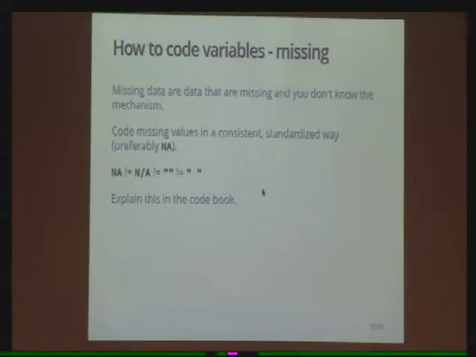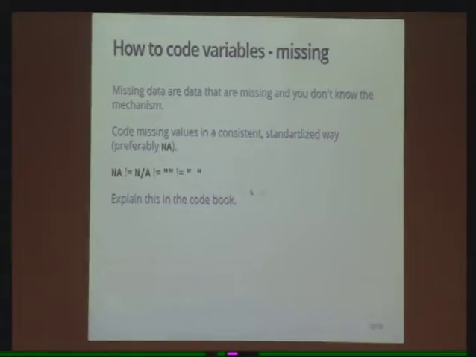Missing data is one of the banes of computational people, because what does missing mean? This is a great place for things that have to be in the codebook, and this is probably one of the biggest things that we deal with all the time: what does it mean to be a missing value? First of all, missing data are missing, and you don't necessarily know why they're missing. But the most important thing is to code them in a consistent way.